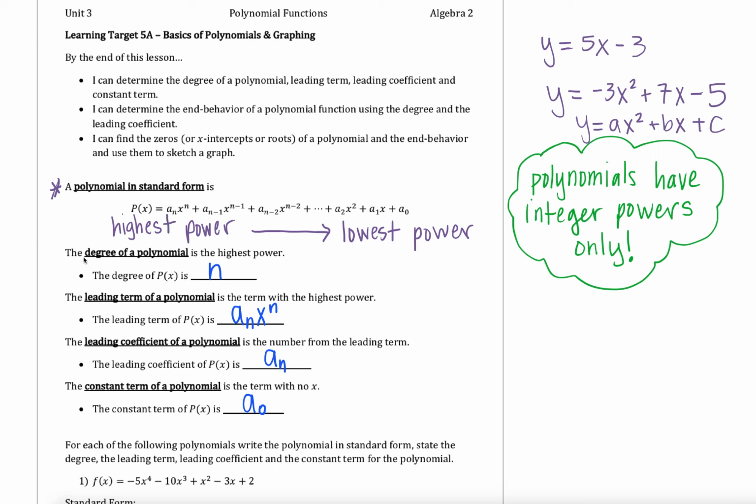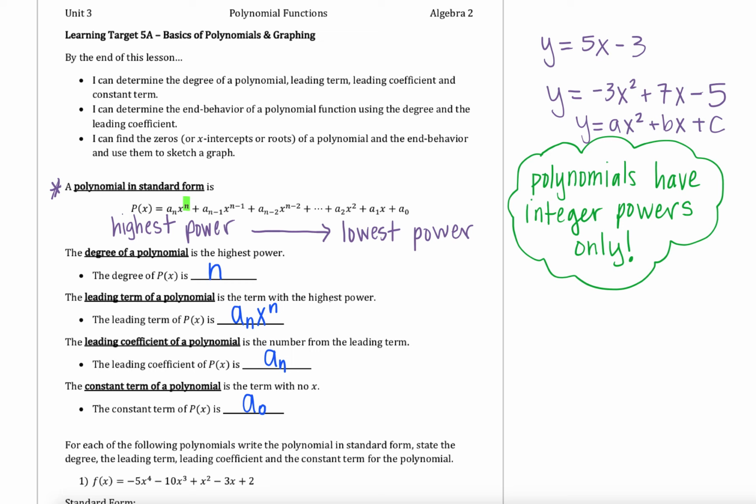Let's talk about a few more vocab terms. So the degree of the polynomial is the highest power. So in this case, the degree of this polynomial that we had was n, since n was our highest power. Everything was lower than that because we were subtracting from that n. So we have n minus 1, n minus 2, all the way down, so on to the second, first, and the 0 power.